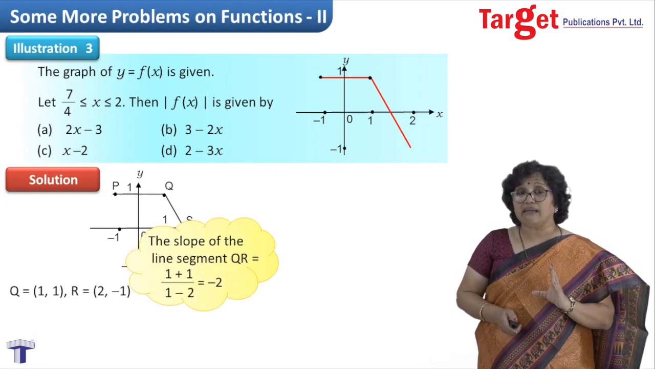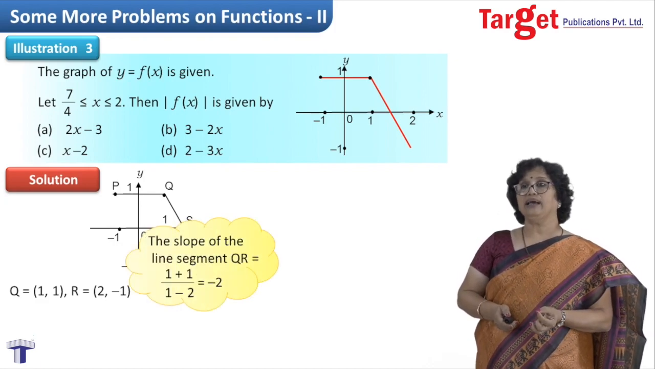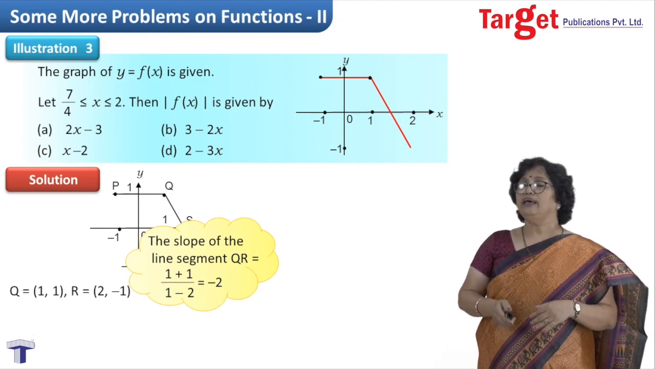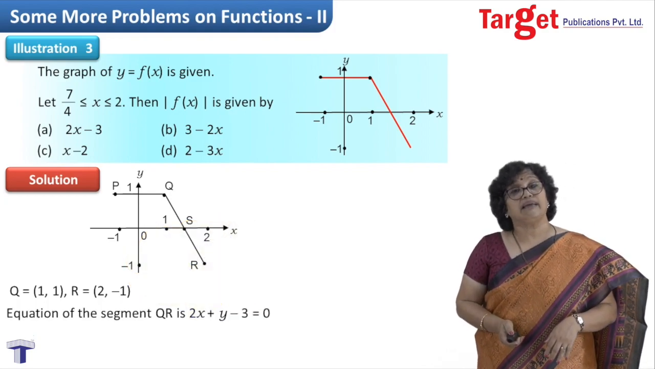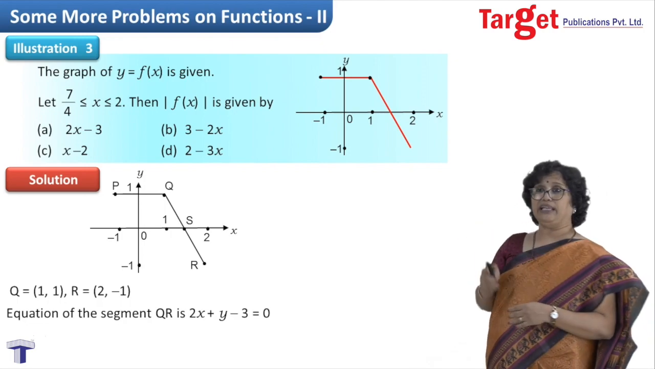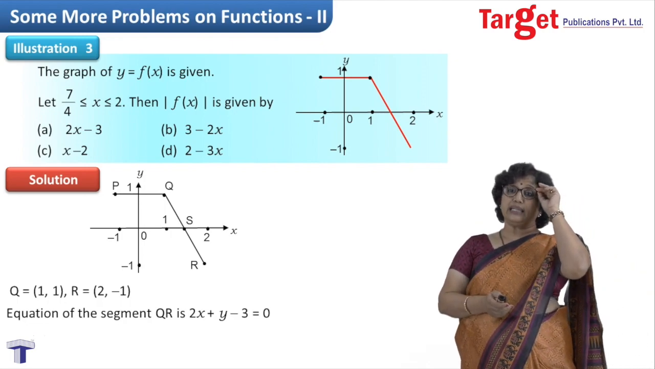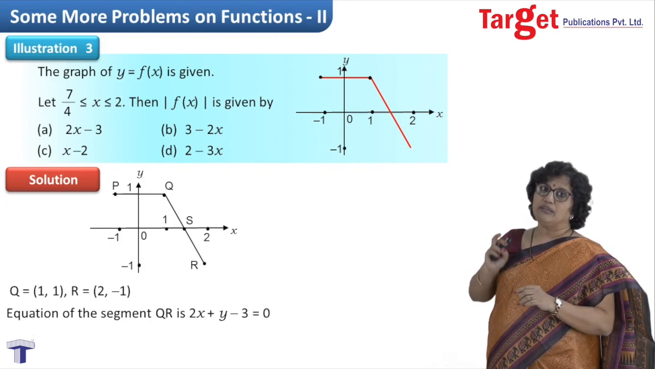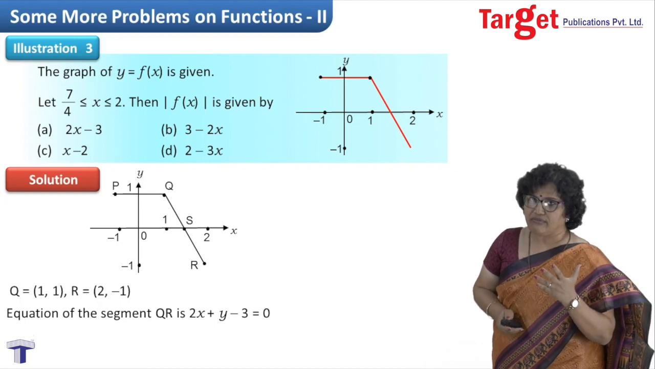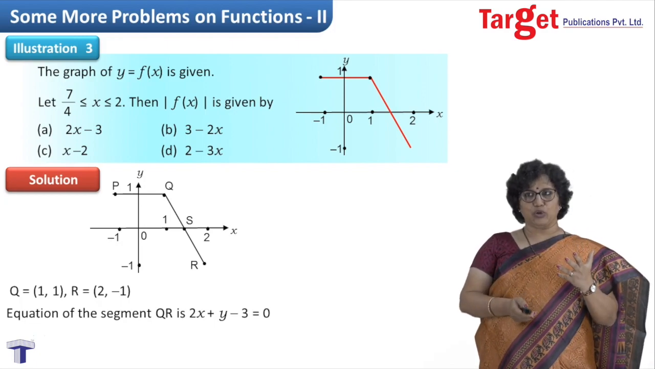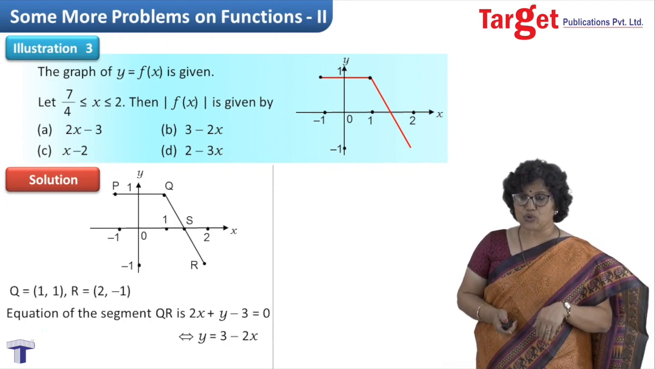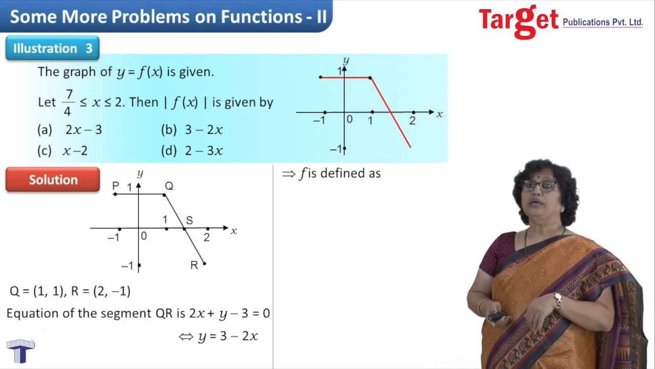And from there, I can write the slope of QR, and it turns out to be, using the standard formula y2 minus y1 upon x2 minus x1, minus 2. And I can write from here the equation of QR, and that is 2x plus y minus 3 equal to 0. Now understand this, that point S is the point where QR meets the x-axis. For that, what will we have to do? We will substitute y equal to 0, and I can get point S. By substituting y equal to 0, I will get x equal to 3/2.